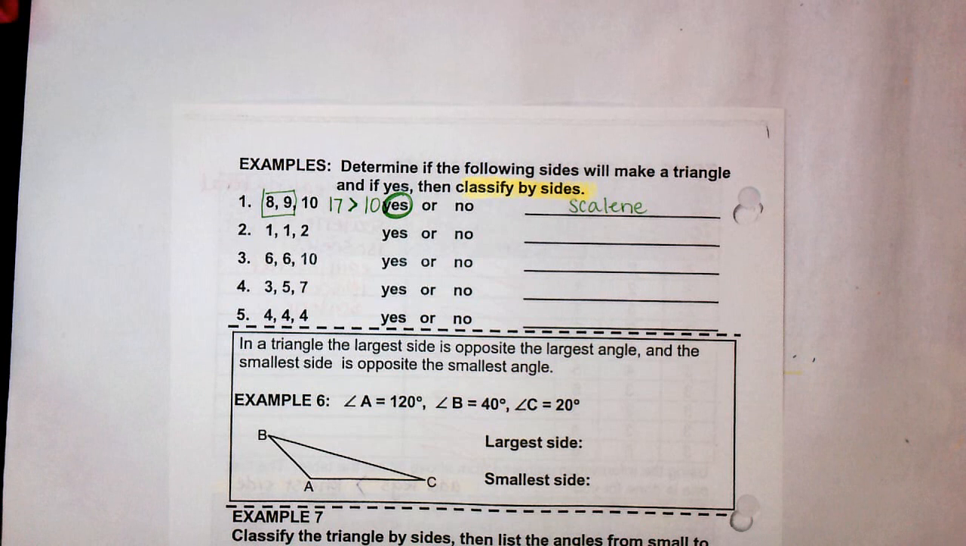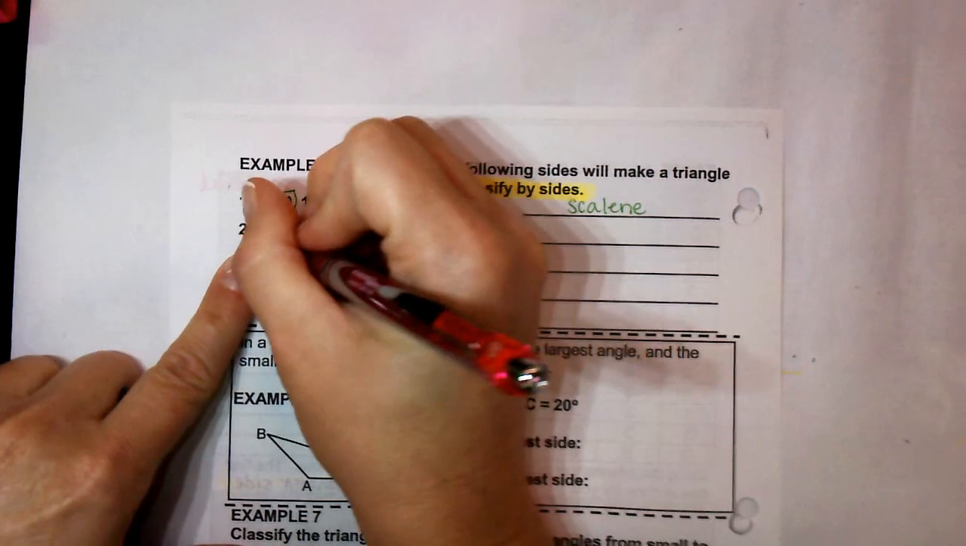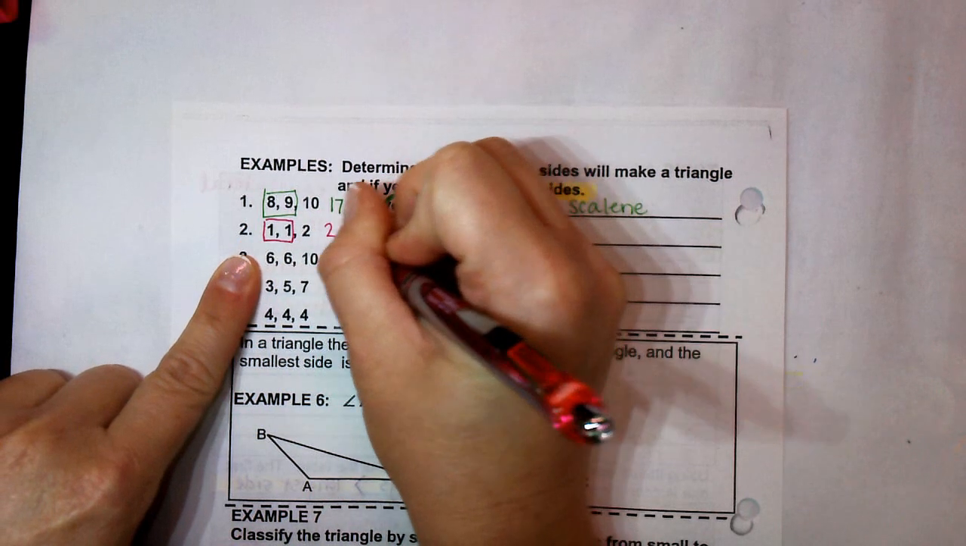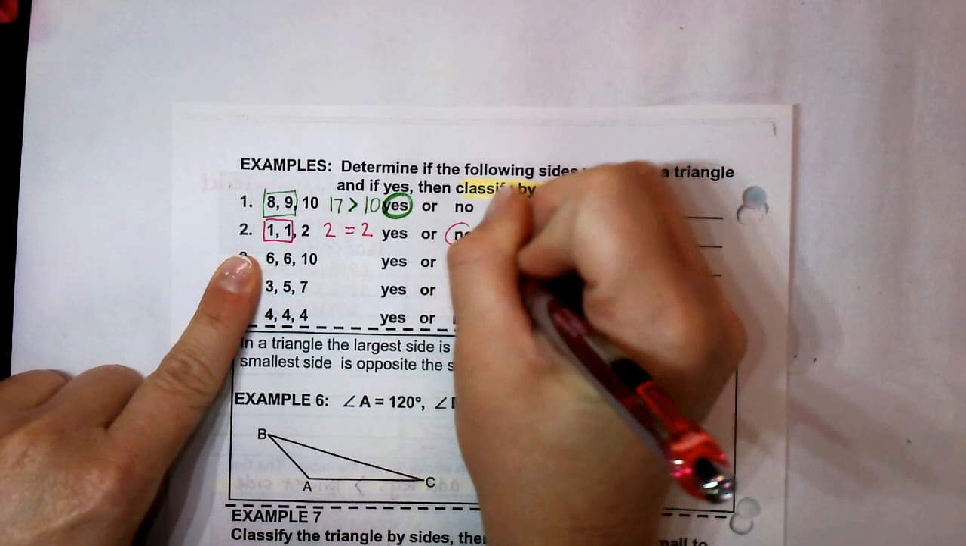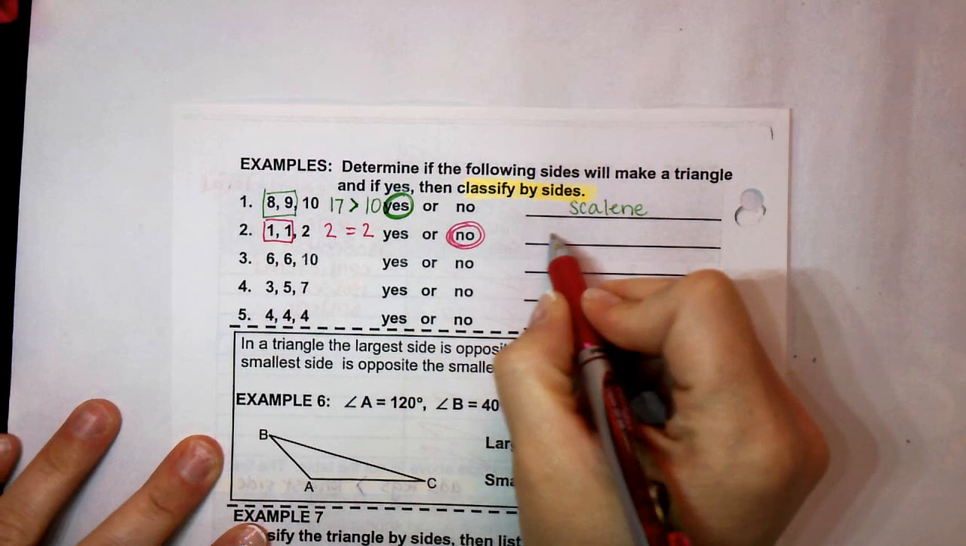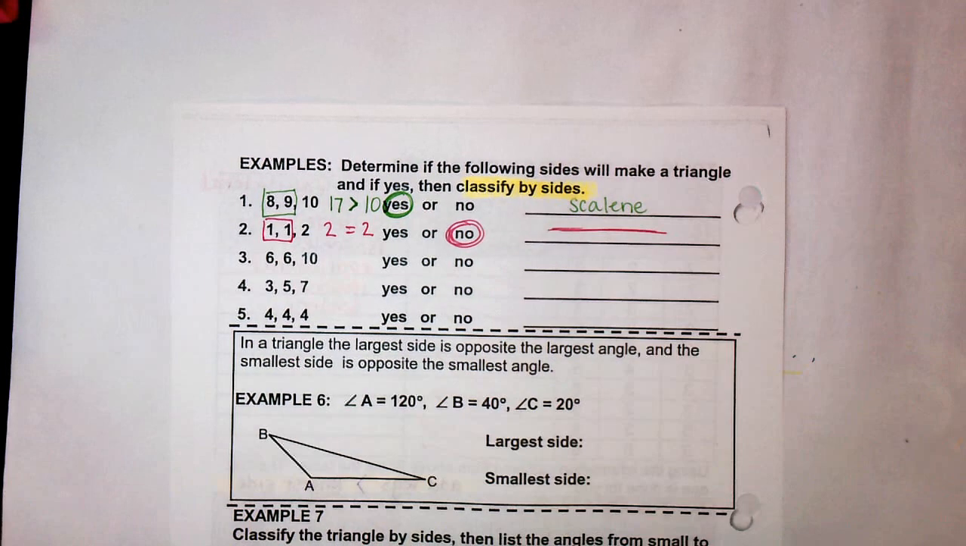All right, on number 2, I'm adding 1 plus 1. It can't make it. Right, 2 equals 2, so no triangle. Equilateral. If I don't make a triangle, do I have to classify? No, you can, but there's no triangle, so there's no point to try to classify.